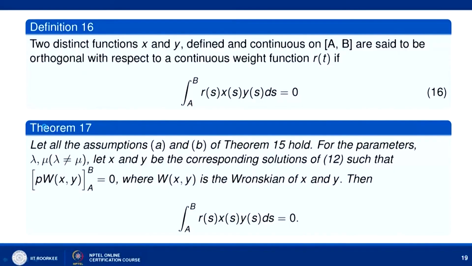Now, once we have existence of eigenvalues and eigenfunctions, then we start working with these eigenvalues and eigenfunctions. So, the next very important result is in the direction of orthogonal eigenfunctions. So, before that, what do we mean by orthogonal functions? Let us define it.